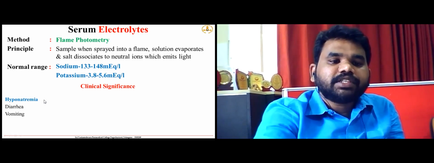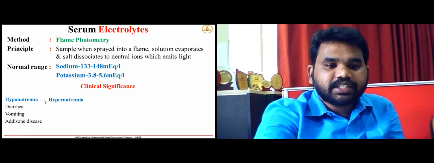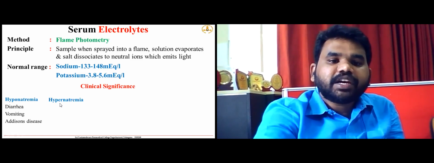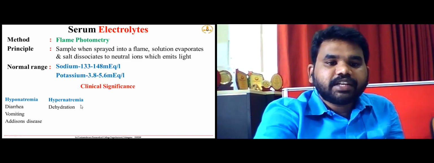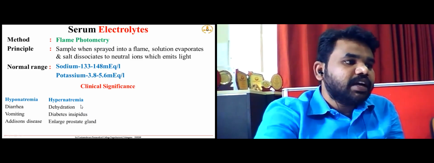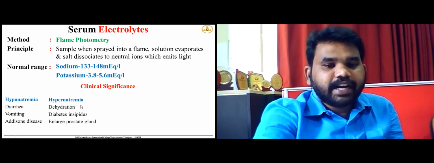We can see these low values in diarrhea, vomiting, and Addison disease. And hyper means high, and natremia means sodium, so sodium is high. It is seen in dehydration, diabetes insipidus, and enlarged prostate gland.